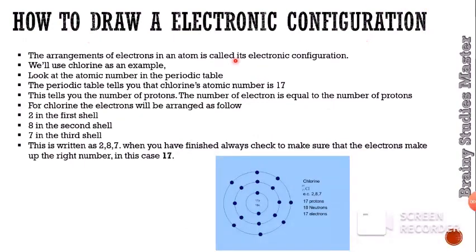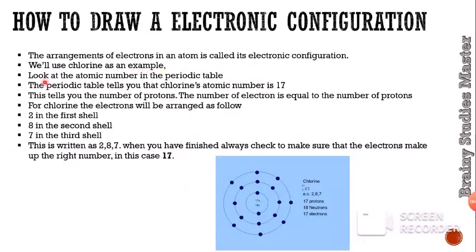To draw an electronic configuration: the arrangement of electrons in an atom is called its electronic configuration. It means how these electrons are arranged. In this, we'll use chlorine as an example.